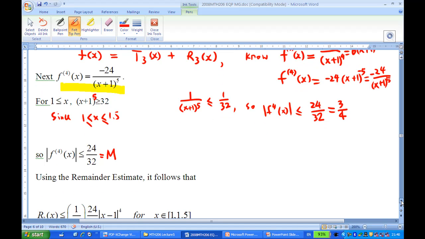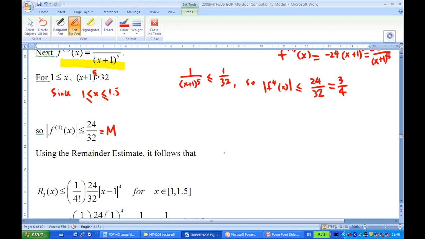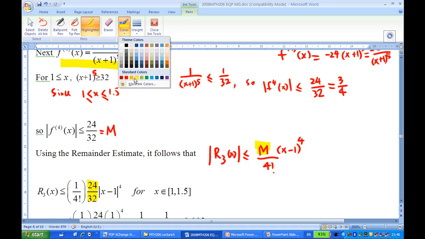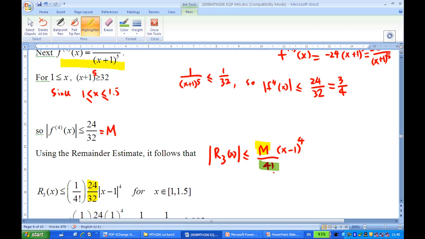Now you can use the remainder estimate. We know that the magnitude of R3(x) is less than or equal to M over 4 factorial times (x-1) raised to the power 4. M is 3 quarters, and 4 factorial is 24, and (x-1) to the power 4.